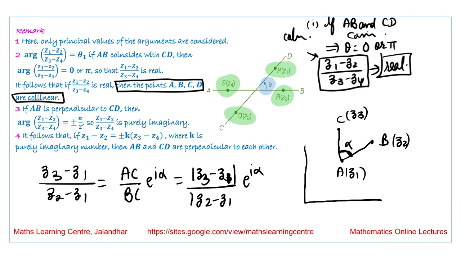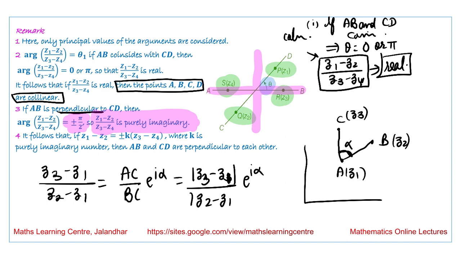Similarly, if these lines are perpendicular, then the value of the argument over here will be minus pi by 2. So (z1 minus z2) over (z3 minus z4) will be purely imaginary. If we have to prove that these two lines are perpendicular to each other, we have to prove that this result is purely imaginary.